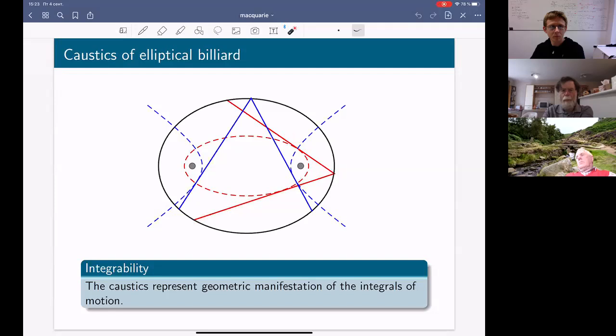And of course, now that will continue further and further. So all further segments will be touching the same curve. And such curves are called caustics. In fact, these caustics represent the geometric manifestation of integrals of motion. So each billiard in a plane has one trivial integral, which is the energy integral. But the existence of the other one, for the elliptic case, is guaranteed by this existence of caustics.